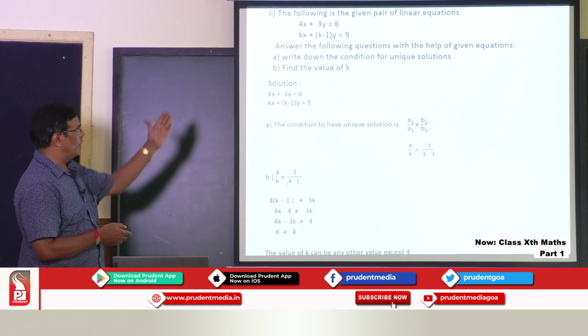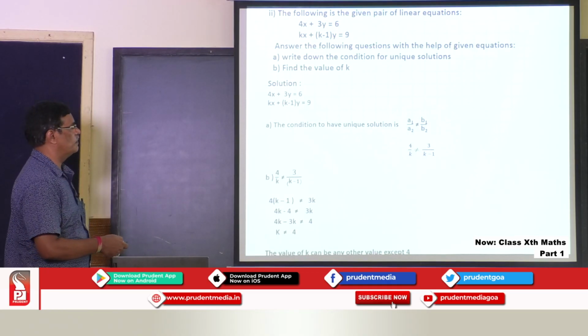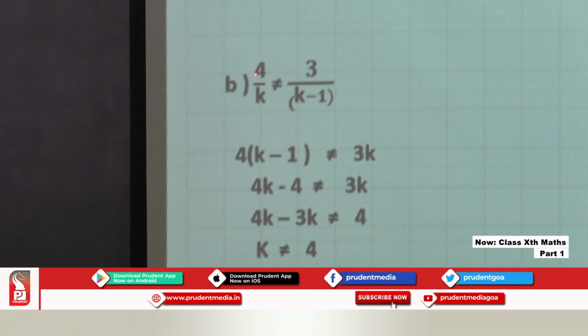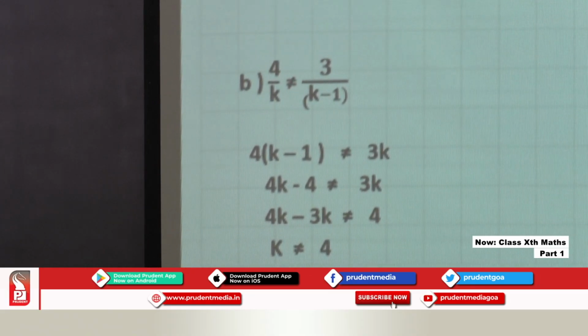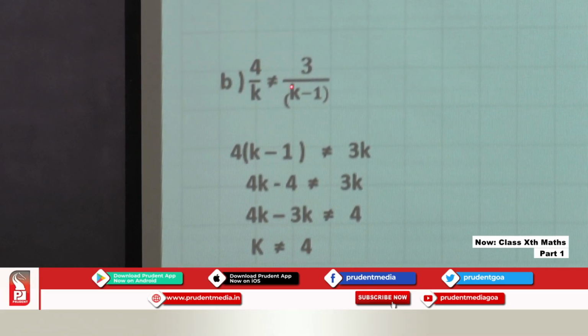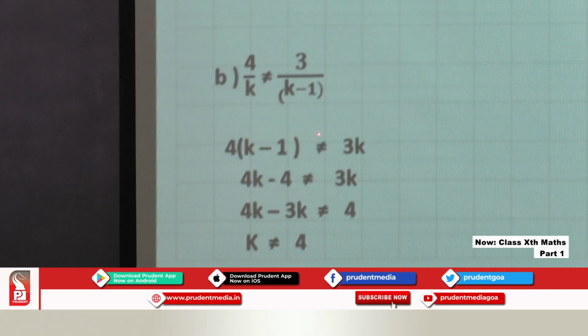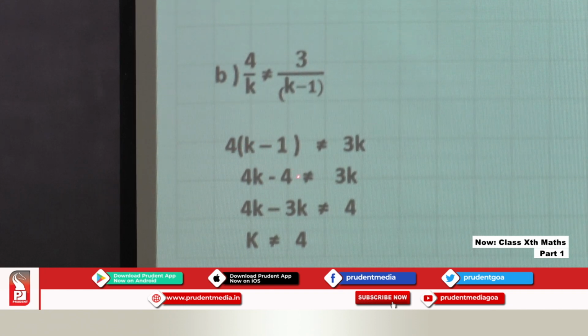Then to find the value of k, we go for the b part. We repeat this: 4 upon k not equal to 3 upon k minus 1. Then we do cross multiplication. 4 gets multiplied to k minus 1, not equal to k multiplied by 3, so it is 3k. Then we open this bracket: 4 multiplied by k is 4k, minus 4 ones are 4, not equal to 3k.